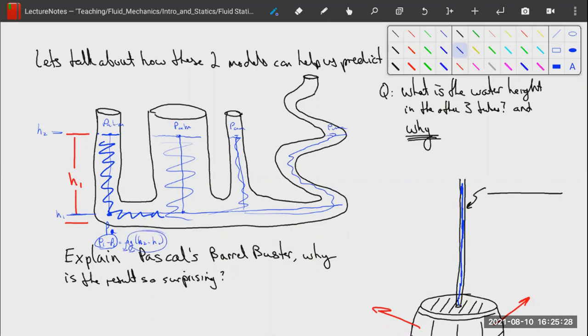And what's neat is that it doesn't matter the amount of fluid. It doesn't matter how thick the tube is or how thin the tube is, or the crazy path the water has to take. The height is what has to be the same, right?